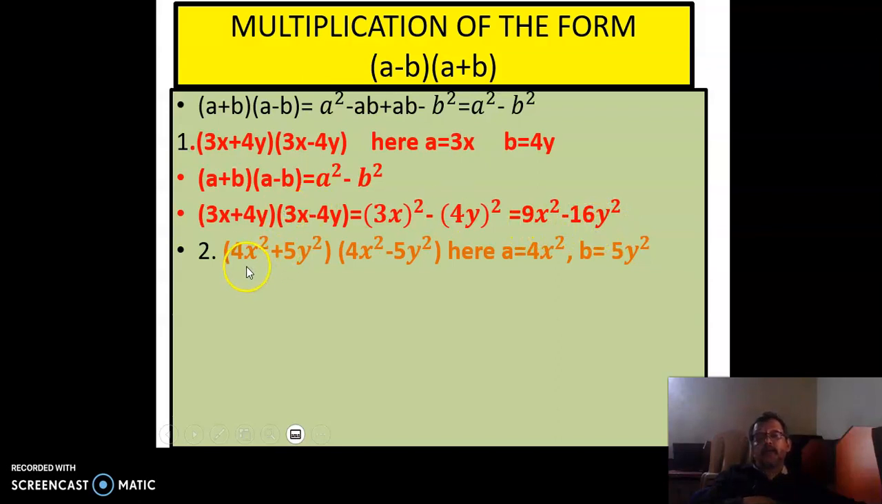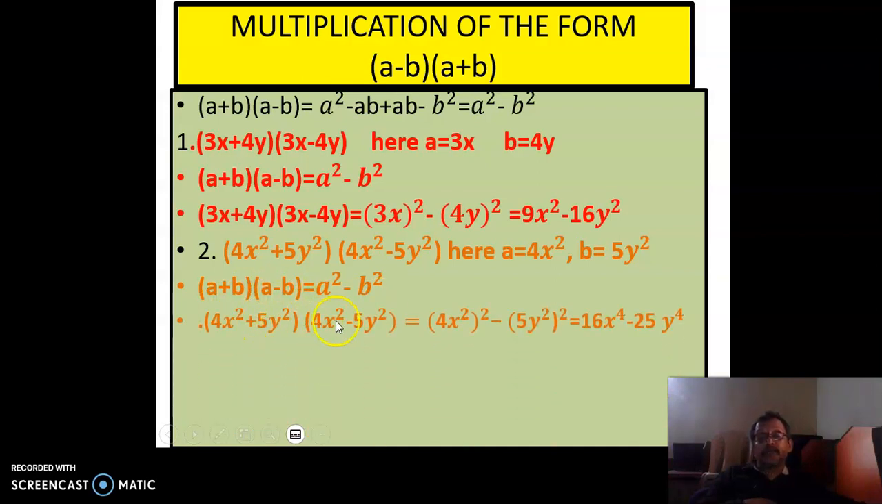Take another problem, 4x squared plus 5y squared, 4x squared minus 5y squared. Here a equal to 4x squared, b equal to 5y squared. So multiply a plus b into a minus b equal to a squared minus b squared: 4x squared whole squared, minus 5y squared whole squared. 4x squared whole squared is 16x to the power 4, 5y squared whole squared is 25y to the power 4. So this is the answer.